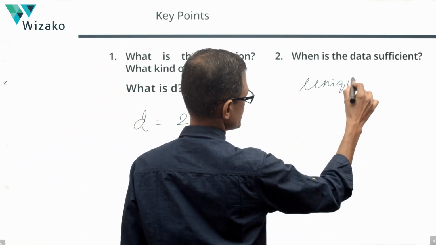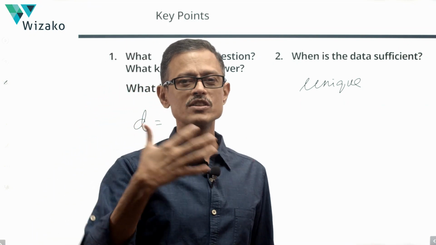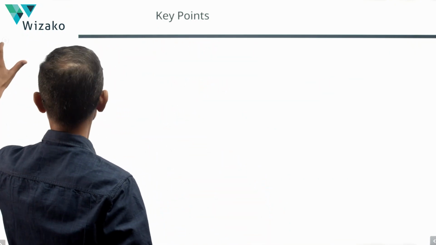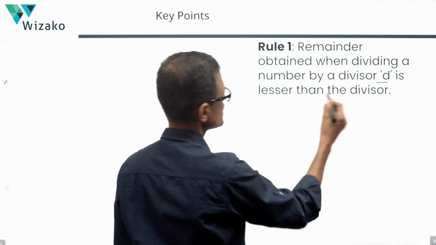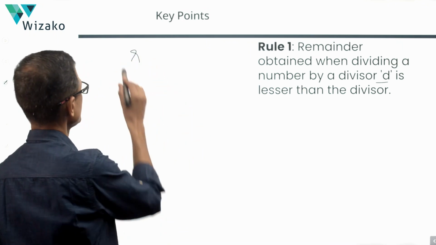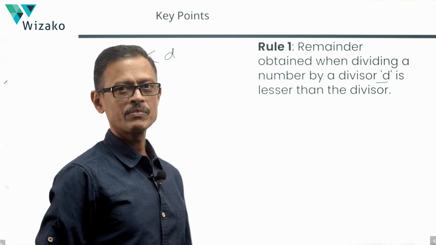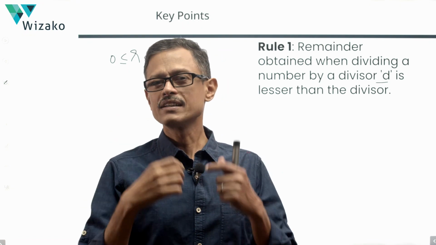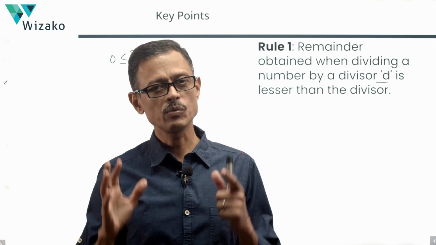So we've got these things in place. I'm going to spend one more minute looking at two properties, rules, things that we need to know to solve this question. The first one is essentially from Euclid's division lemma. It says the remainder obtained when dividing a number by a divisor d is lesser than the divisor. Essentially, the values that the remainder can take range from 0 all the way up to a number that's less than the divisor. If the divisor is 40, the remainder can take values from 0 to 39. If the divisor is 28, the remainder can take values from 0 to 27. That's essentially what it is saying.